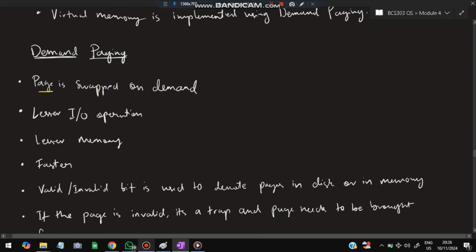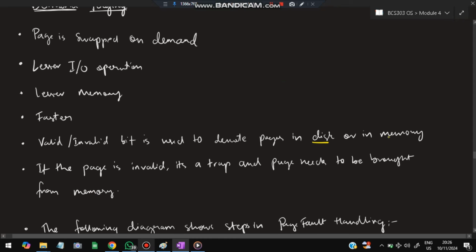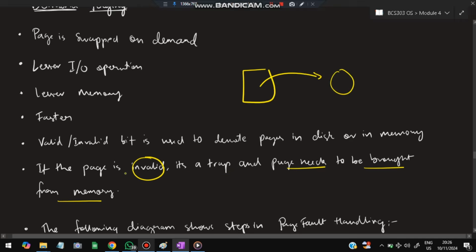Demand paging means a page is swapped or taken from the memory on demand. Whenever a page is required, only then will it be taken from the memory. Everything will not be taken from the memory. It will lead to fewer IO operations, and less memory will be consumed. It will be faster. A valid and invalid bit is used to denote whether the page is in the disk or in the memory. Suppose that a page is invalid. What does that mean? It means it is a trap and the page needs to be brought from the memory. If it is invalid, it means the page is not present inside the virtual memory, and it has to be fetched from the main memory. If it is valid, it means it is already present in the virtual memory, and you can use it.